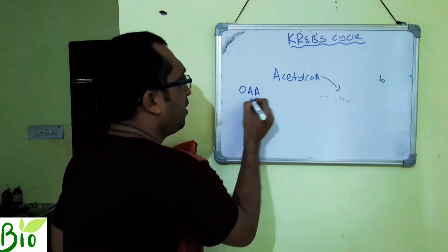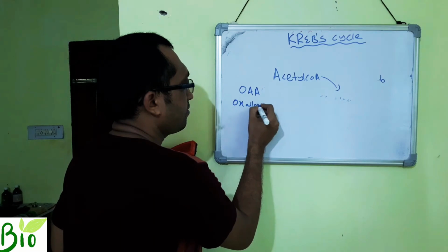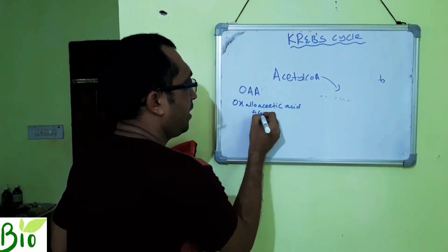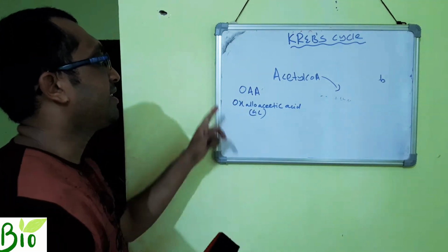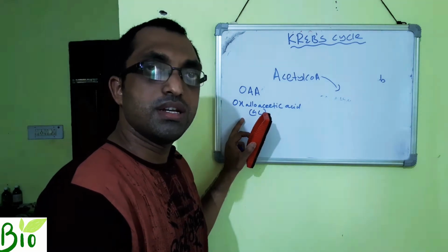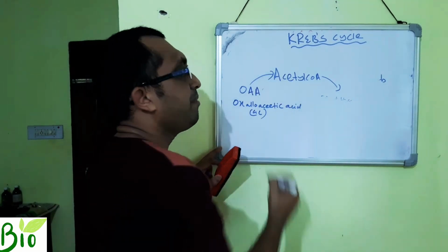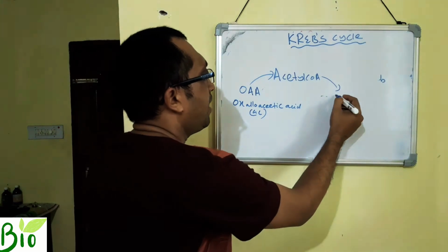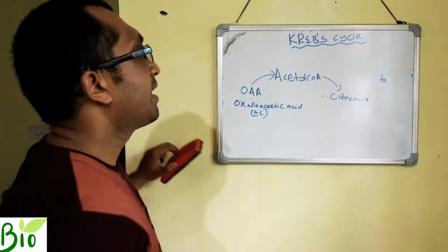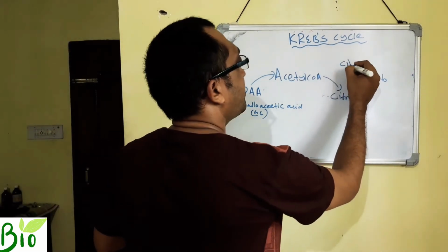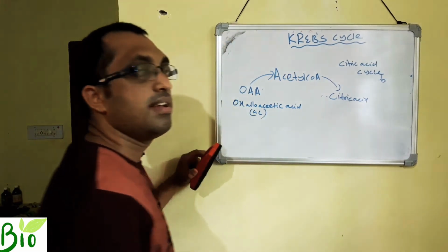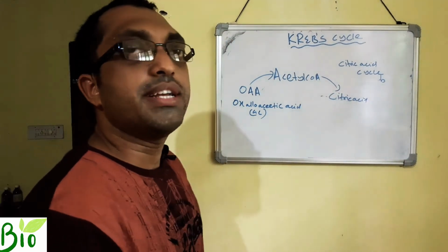Oxaloacetic acid. Remember, oxaloacetic acid, a 4-carbon substance, is present. Where it is present, I will tell you. This 4-carbon substance receives the acetyl coenzyme A, and again it produces what? Citric acid. Therefore Krebs cycle is also called the citric acid cycle.